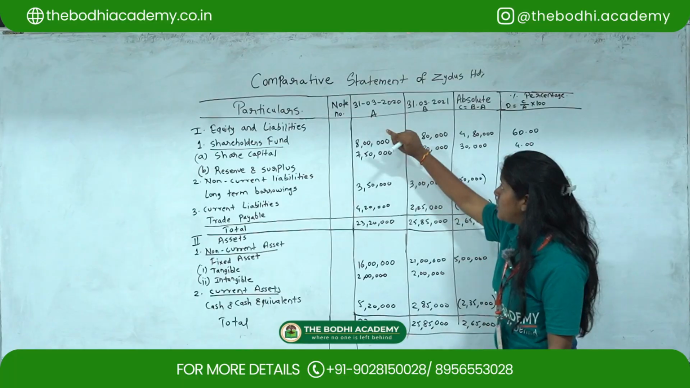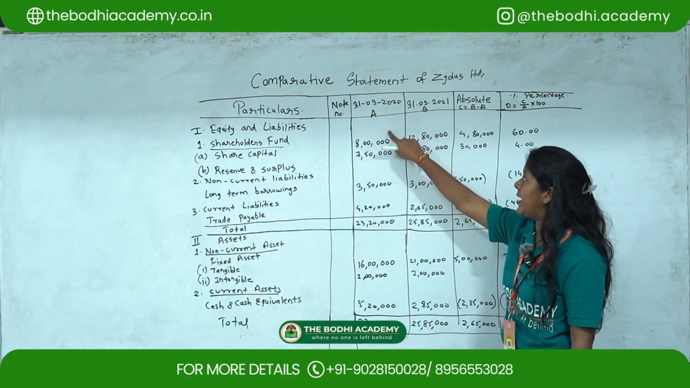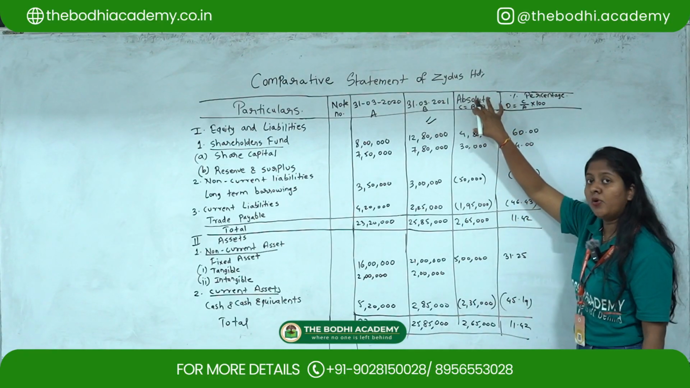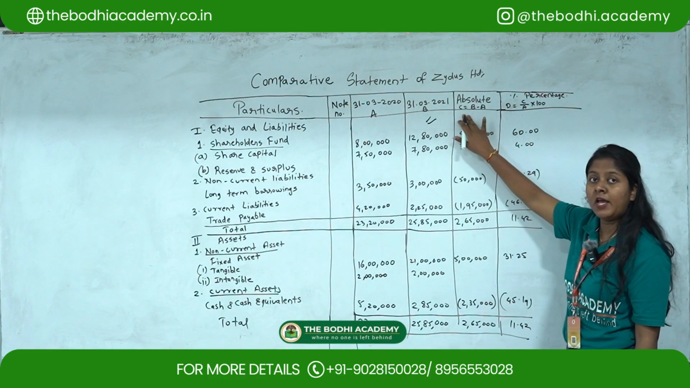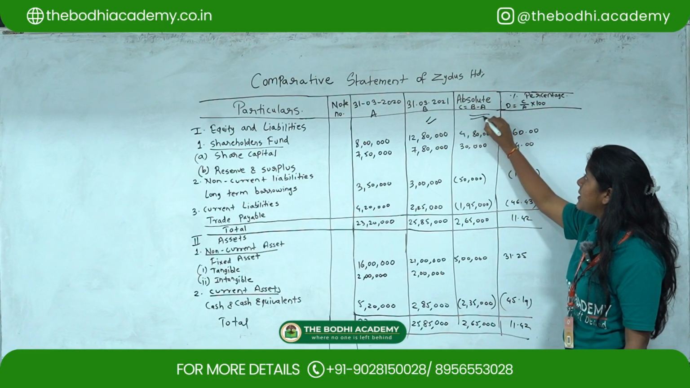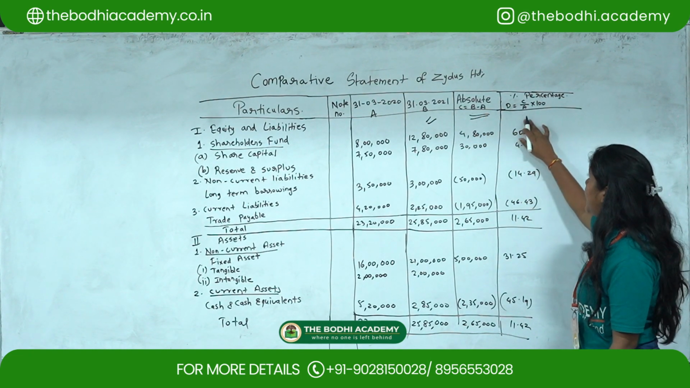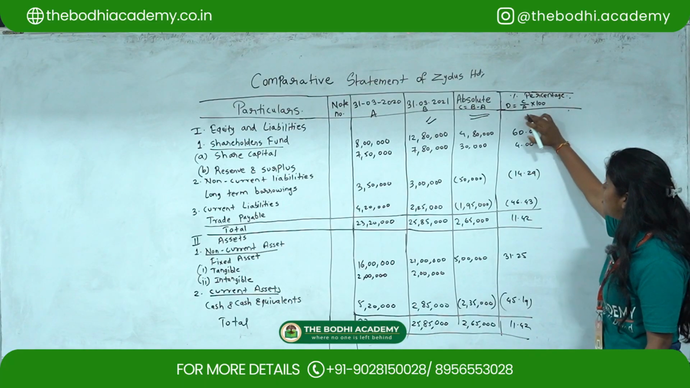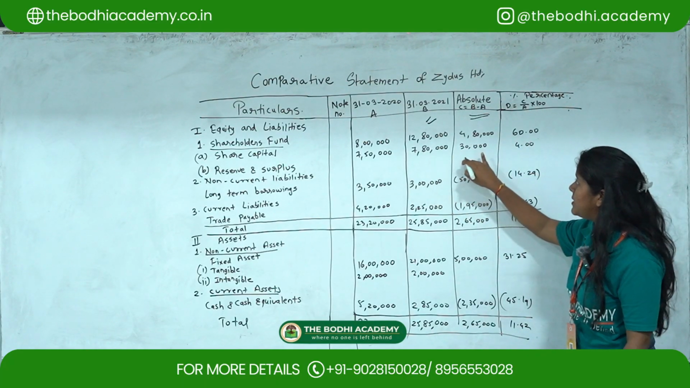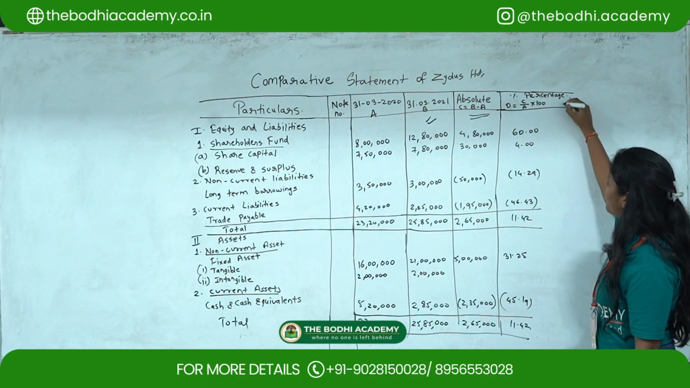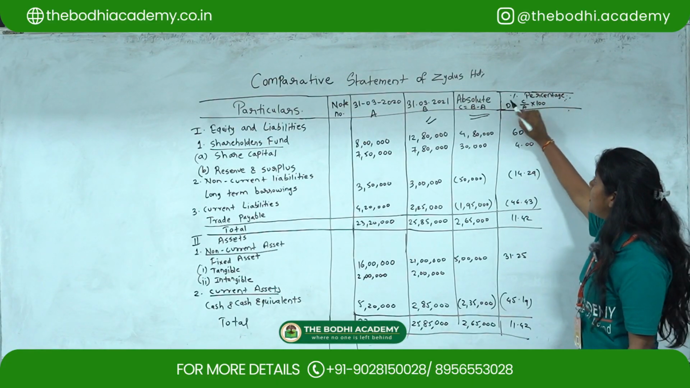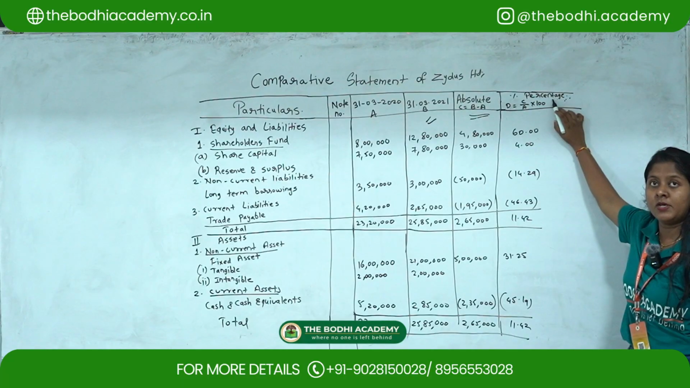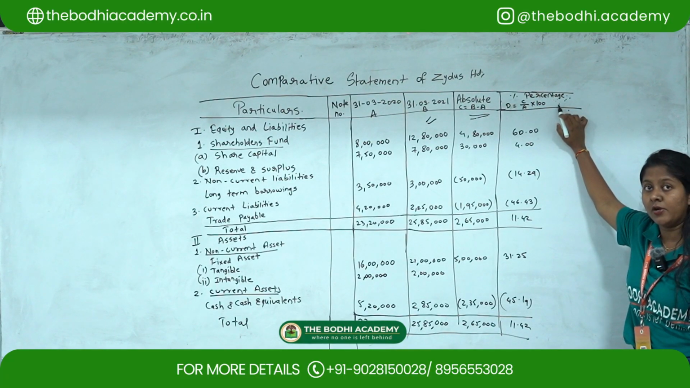So I have to categorize. 2020 we have marked as A, 2021 we have marked as B. Whenever you are going to find out the absolute change, the formula is C = B minus A. Then with regards to percentage change, this is the D part: A, B, C and D. Whenever you are going to find out the percentage, you have to do C divided by A multiplied by 100, because we are finding the percentage now, so I have to multiply it by 100.